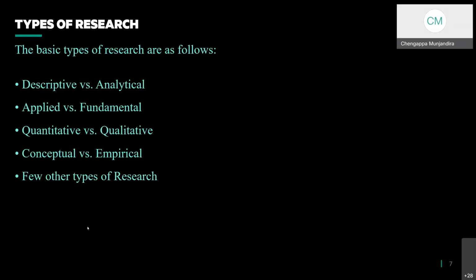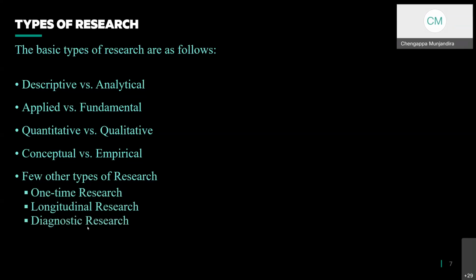And we also have a few other types of research. It can be one-time research, where the research is confined to a single period of time. Research carried out over several periods of time would be bracketed under longitudinal research. Sometimes diagnostic research is also called clinical research, which aims at identifying the causes of a problem, the frequency with which it occurs, and the possible solutions for it. We also have something called exploratory research. It is the preliminary study of an unfamiliar problem about which the researcher has very little or no knowledge.